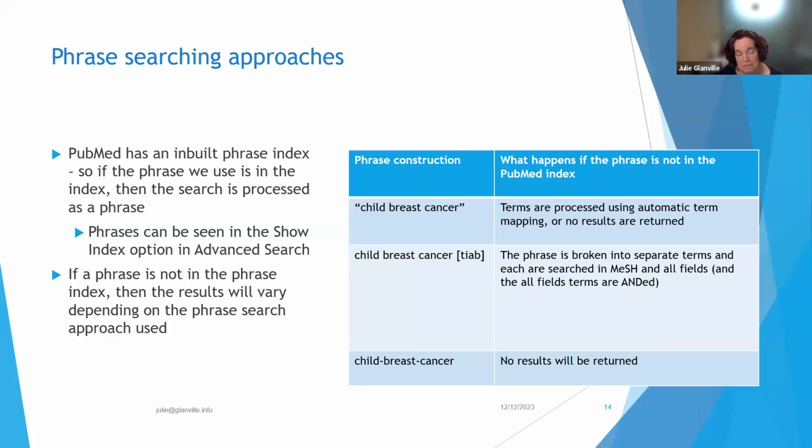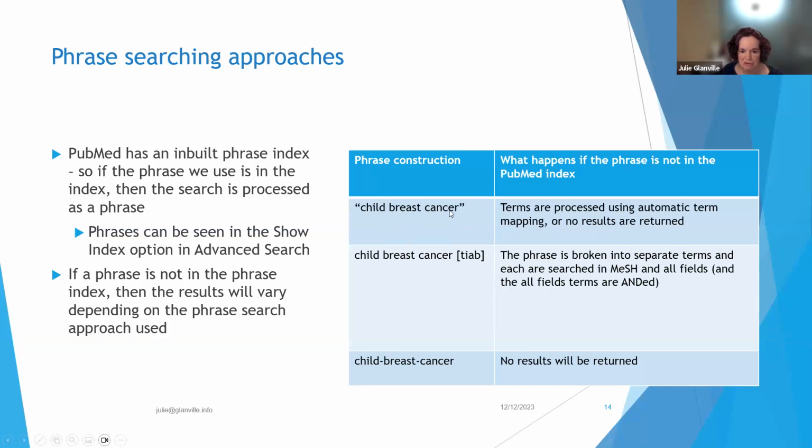Most of the phrases we'll type in will work as phrases and we will get results, but sometimes you won't get results and you need to know what to do when that happens. One of the ways to test for phrases is to look in that show index. The other is to run the search and see what happens. Depending on how you express the phrase, different things will happen with the results.